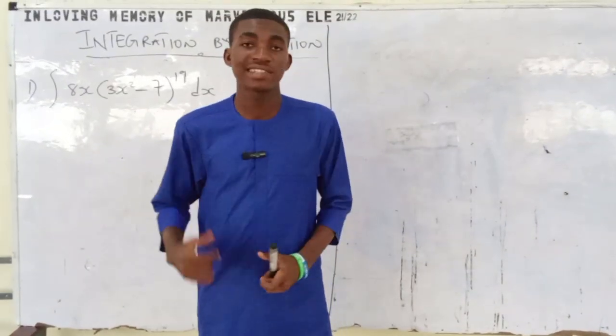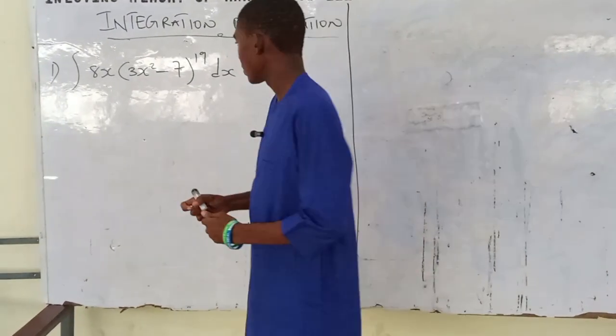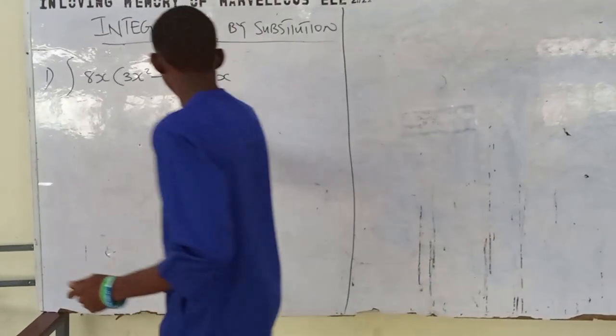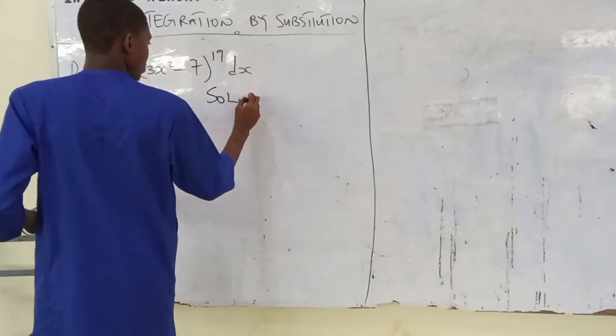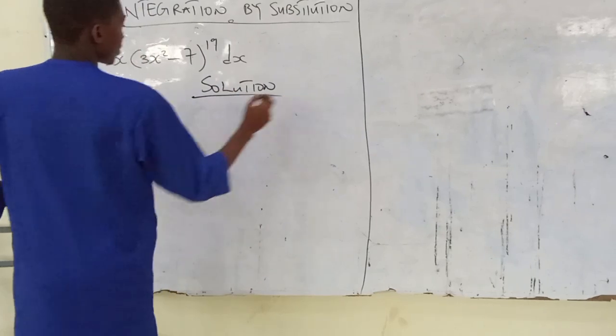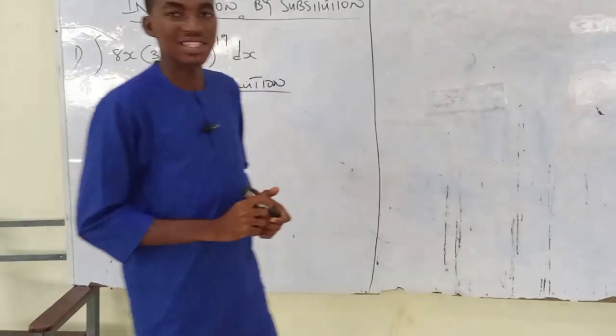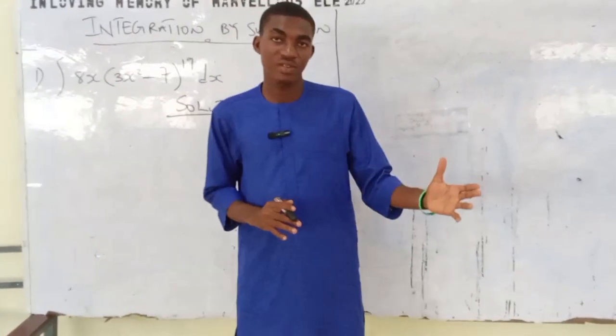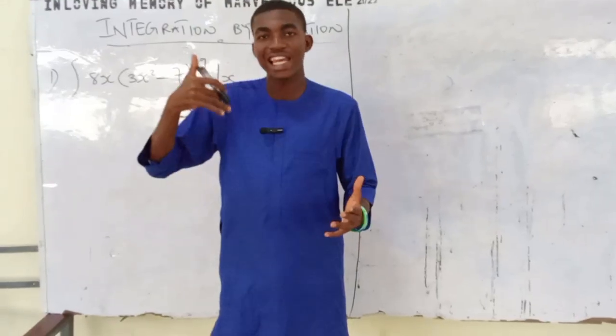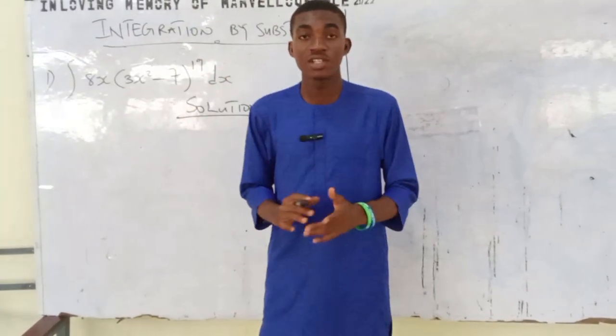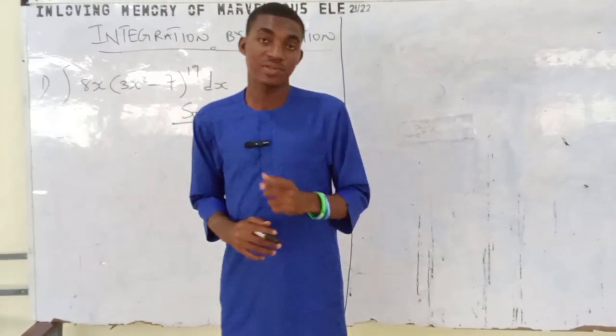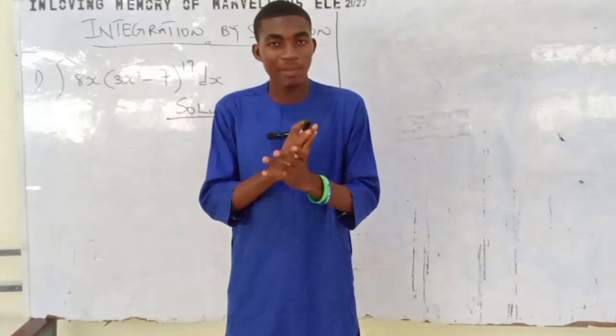So now, let's tackle this problem together. Solution. The aim of the substitution method is that, just like the chain rule, integration is, from what I said earlier in my first video under the general method of integration. I will drop the link in my bio so you can check that out.